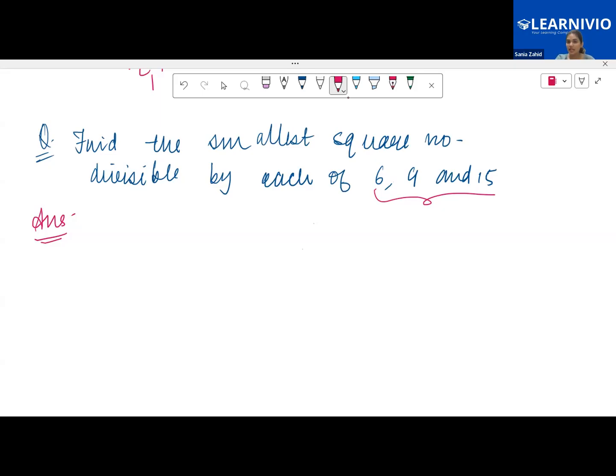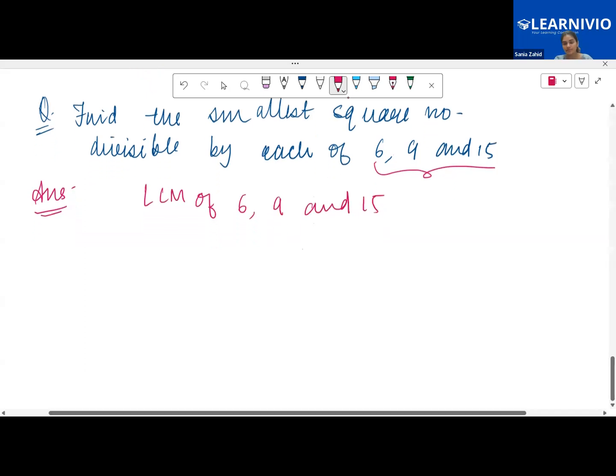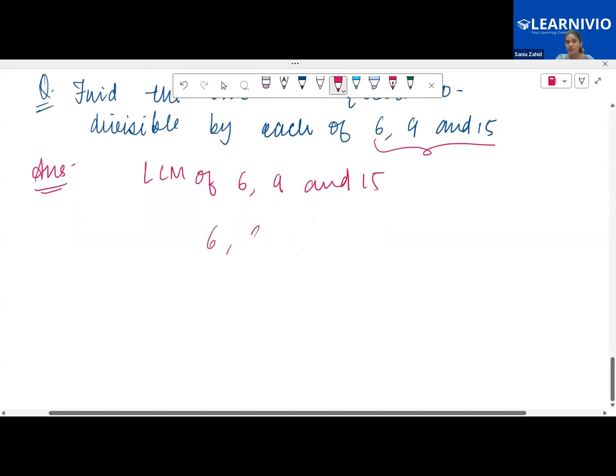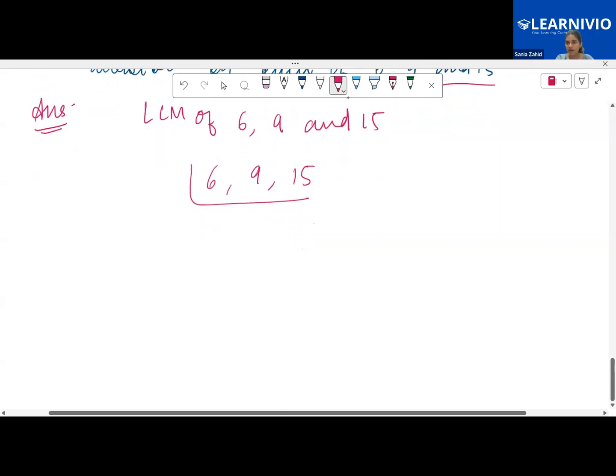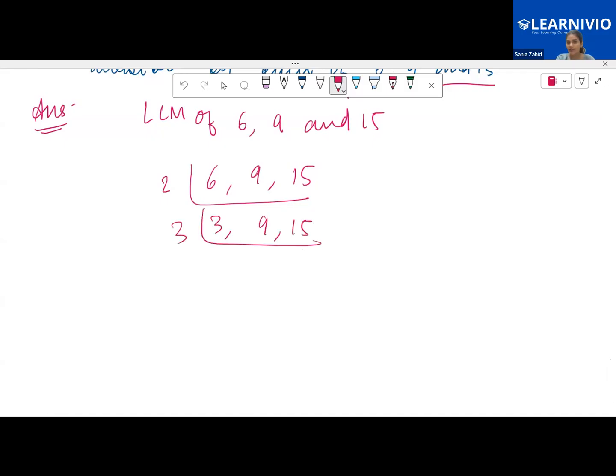Okay, so now 6, 9, and 15. First of all, you're going to find out the LCM of 6, 9, and 15. So how do you find the LCM? You'll do the prime factorization together. 6, 9, 15. Children, you know how to find the LCM or not? Yes, ma'am. So we do the prime factorization together. First, you divide by 2. 3 times. This remains the same only. Then you divide by 3.